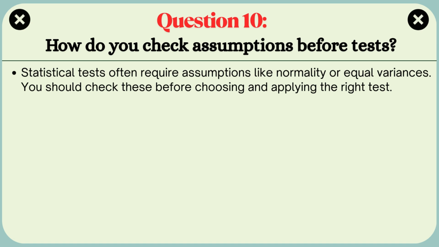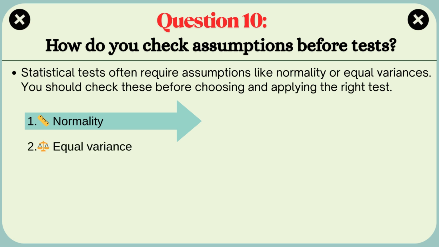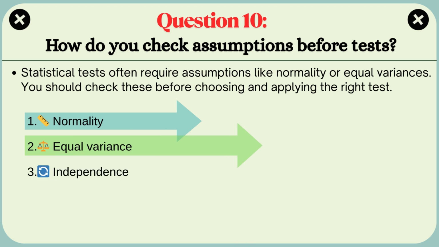Question 10. How do you check assumptions before tests? Statistical tests often require assumptions like normality or equal variances. You should check these before choosing and applying the right test. Normality: Shapiro test or QQ plot, use tests or plots to check distribution. Equal variance: Levene's or Bartlett's tests whether group variances are similar.